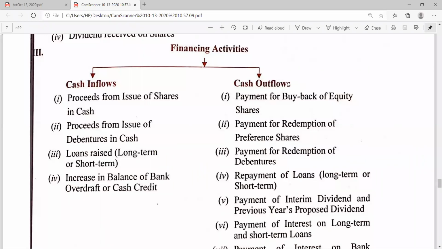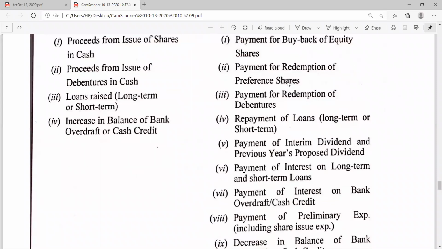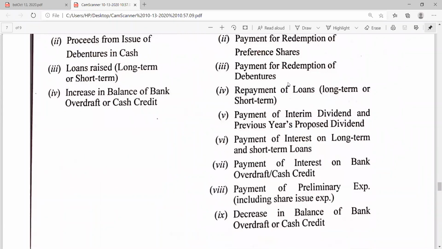And what are the cash outflows? It is payment for buyback of equity share, payment for redemption of preference share, payment of redemption for debenture, repayment of loans, payment of interim dividend, previous year proposed dividend, payment of interest on long-term and short-term loans as well, payments of interest on bank overdraft as well as cash credit, payment of preliminary expenses. Don't forget including share issue expense, decrease in balance of bank overdraft and cash credit.